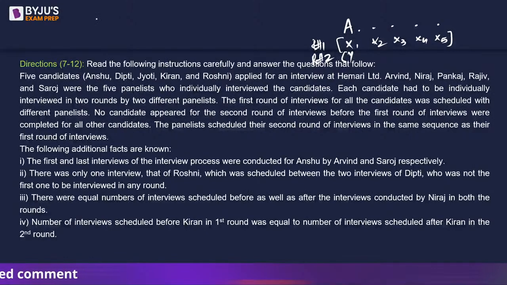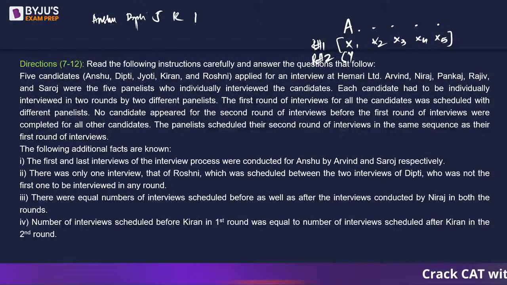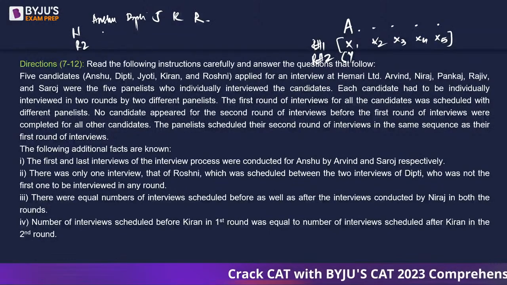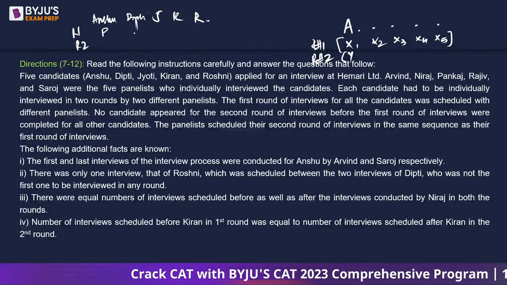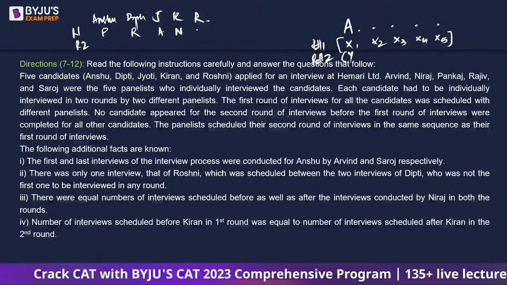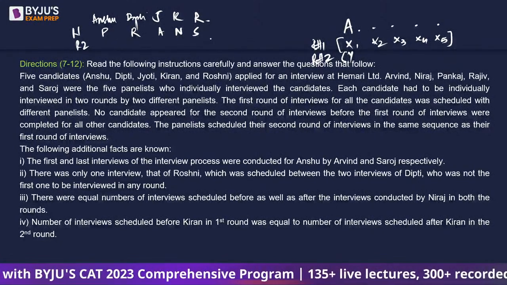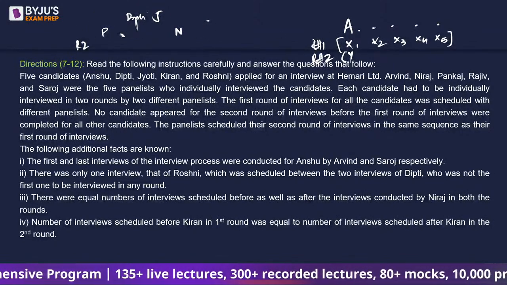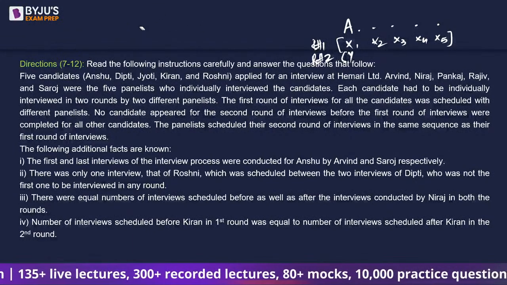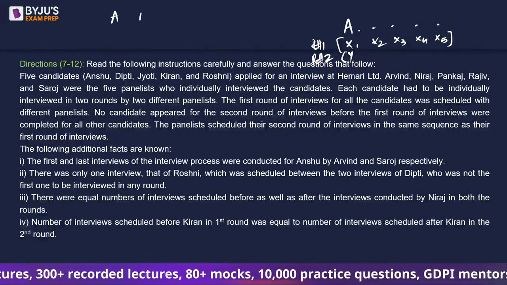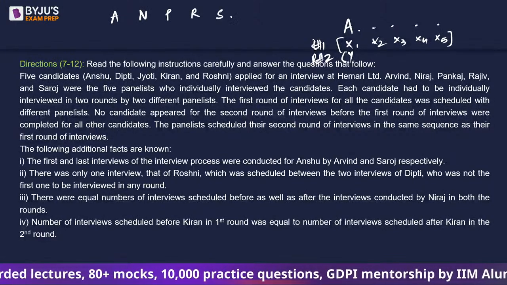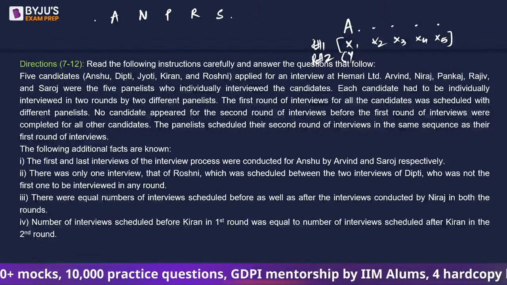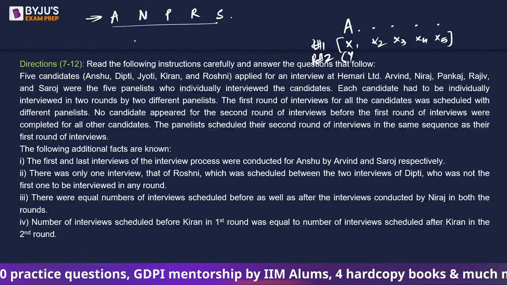आप ऐसे समझने की कोशिश करो कि if I write Anshu, Dipti, Jyoti, Kiran and Roshni, and I look into round number 1 and round number 2, and keep writing down the names of the panelists, suppose either Pankaj, either Rajiv, either Arvind, either Neeraj, either Saroj. So we don't know this sequence, right? Instead of this, if we write down the names of the panelists, because it doesn't change, we will write Arvind, Neeraj, Pankaj, Rajiv and Saroj. यही sequence नहीं है, but suppose this is the sequence in which the panelists took the interview.